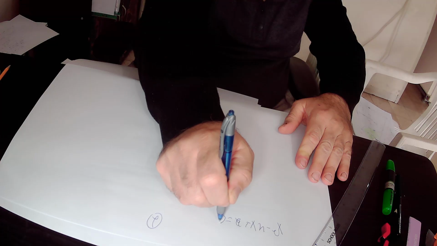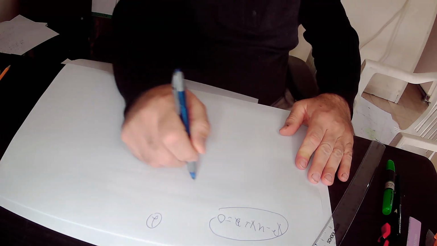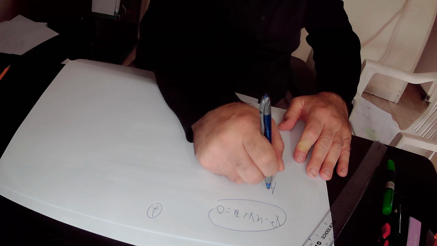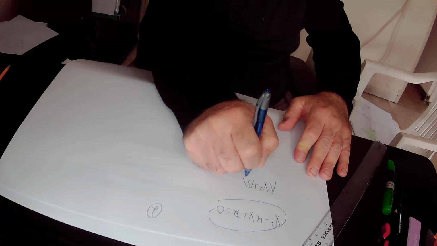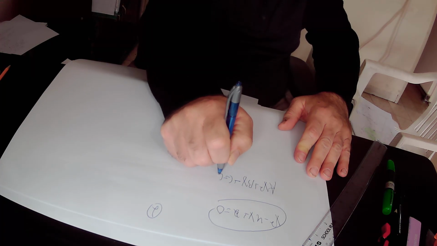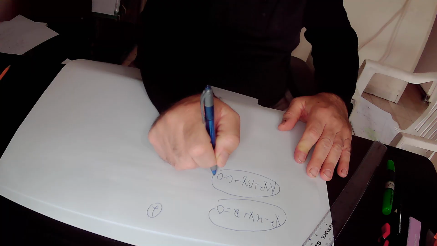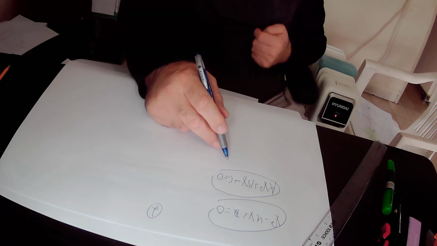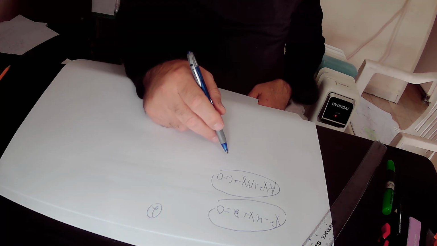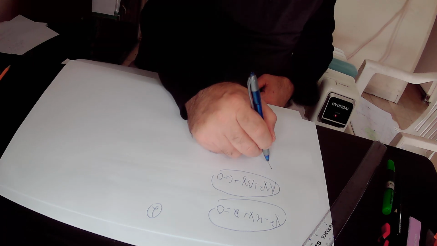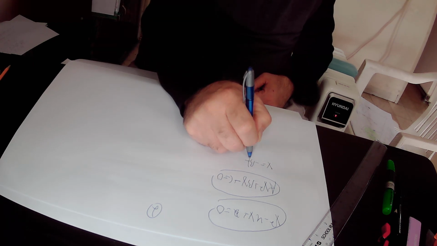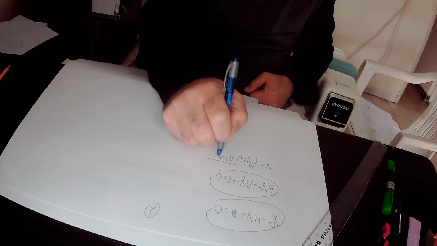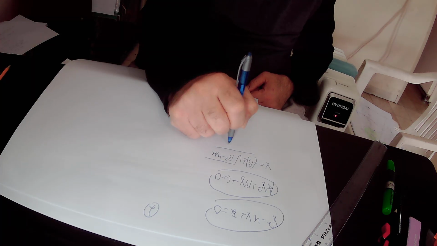equals 0. This is a quadratic equation, and the general formula for a quadratic equation is as follows: ax squared plus bx plus c equals 0. In this general formula, a, b, and c are the coefficients of the quadratic equation, and x is the variable we are looking for. We find the value of x according to the following formula: x equals minus b plus minus root of b squared minus 4ac, over 2a.